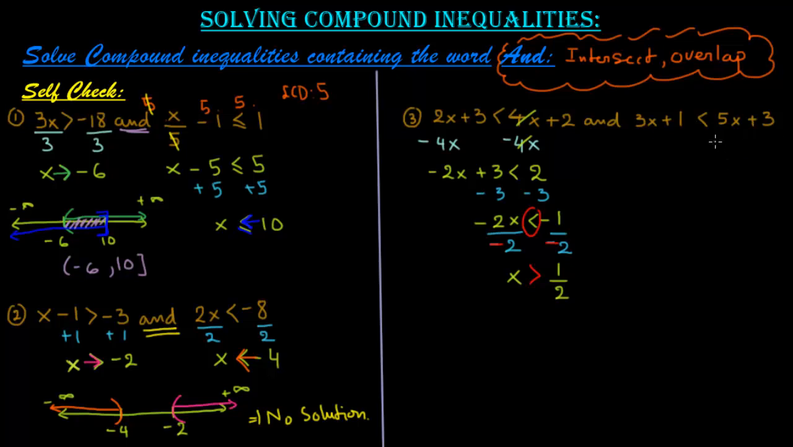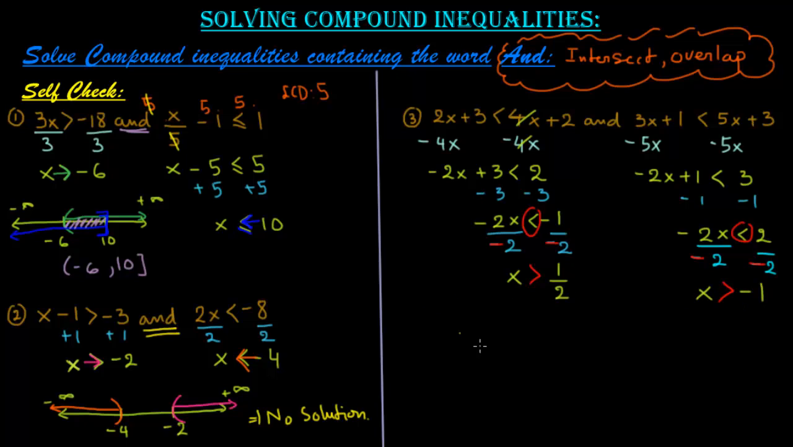Do the same concept, so move x to one side. We subtract 5x on both sides. And that will give me negative 2x plus 1 less than positive 3. Then keep isolating the x, subtract 1 on both sides. That gives me negative 2x less than 2. And divide by negative 2 on both sides. And one more time, we divide by a negative number, so we flip the inequality sign to the opposite one, and you have x greater than negative 1.